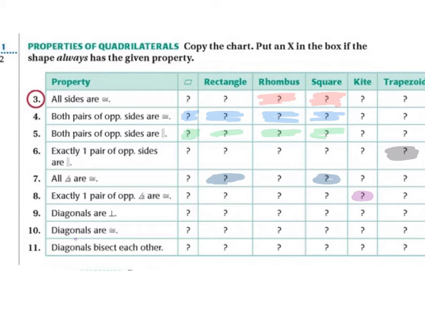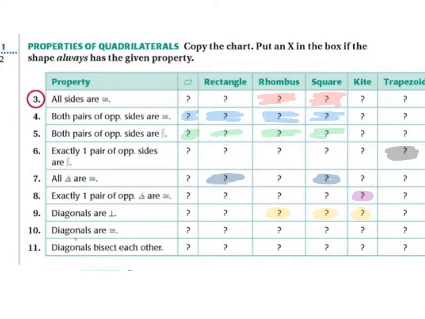Diagonals are perpendicular. A kite and a rhombus. Good. And because it's a rhombus, it's a parallelogram, and it's a square. All the properties of a rhombus apply to a square, right? Remember, if the rhombus and the rectangle had a baby. So if you highlight rectangle, you have to highlight square. If you highlight rhombus, you have to highlight square. Okay?